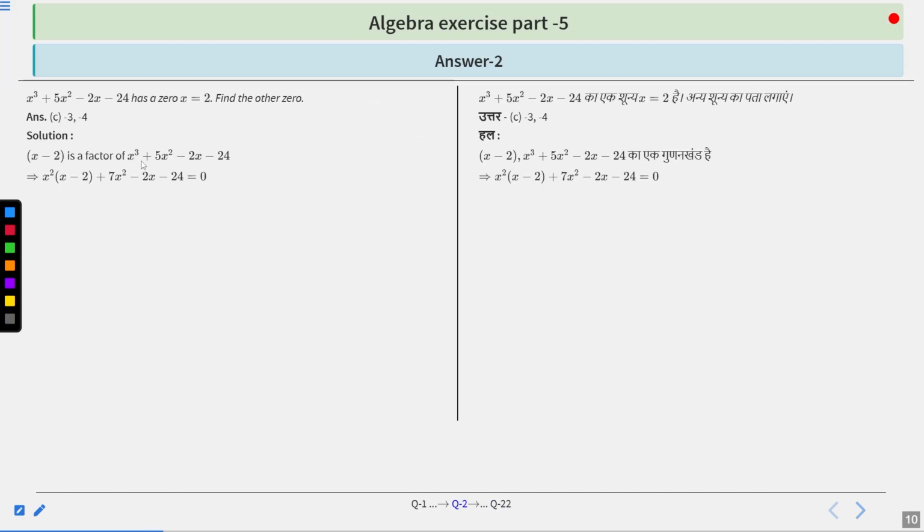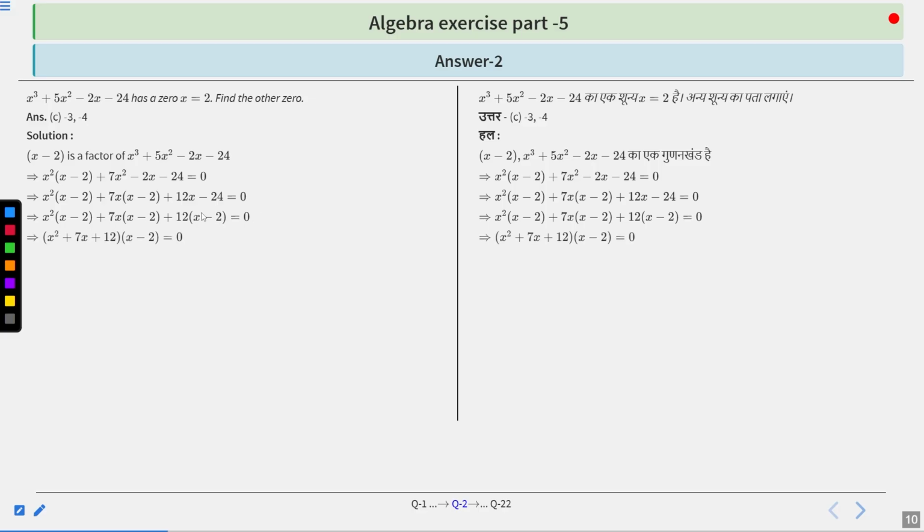x minus 2 is a factor of x cube plus 5x square minus 2x minus 24. So x cube can be written as x square into x. So in place of x, we put x minus 2 plus 7x square minus 2x minus 24 is equal to 0. Therefore, x square into x minus 2 plus 7x into x minus 2 plus 12x minus 24 is equal to 0. From 12x and 24, taking 12 common, we get 12 into x minus 2 equal to 0.